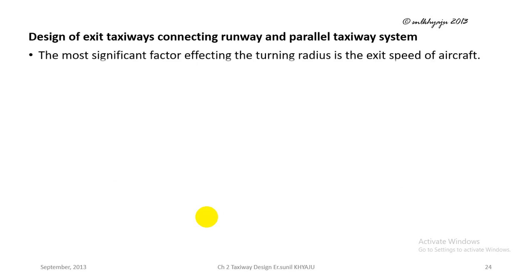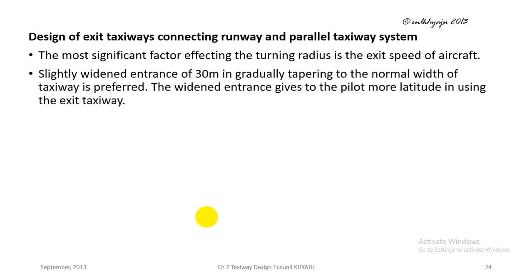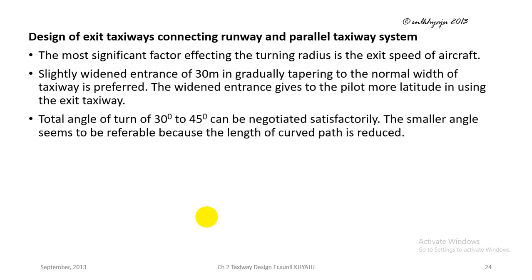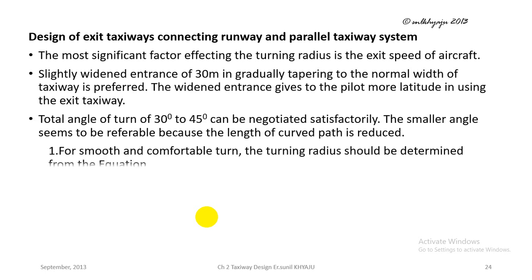Design of exit taxiways connecting runways and parallel taxiway system. The most significant factor affecting the turning radius is the exit speed of aircraft. A slightly widened entrance of 30 meters gradually tapering to the normal width of the taxiway is preferred. The widened entrance gives the pilot more latitude in using the exit taxiways. A total angle of turn of 30 to 45° can be negotiated satisfactorily. The smaller angle seems to be preferable because the length of the curve is reduced.